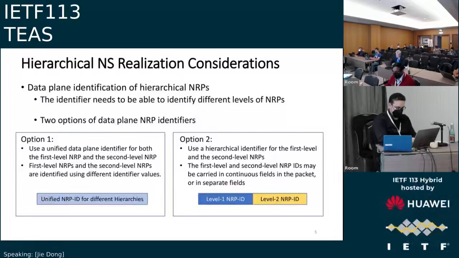The second option is we may choose to use a hierarchical identifier for both the first level and the second level NRPs, and the two level NRP IDs may be carried in continuous fields in the packet, or they can be carried in separate fields, as long as you can use them to match the first level NRP and the second level NRP separately.